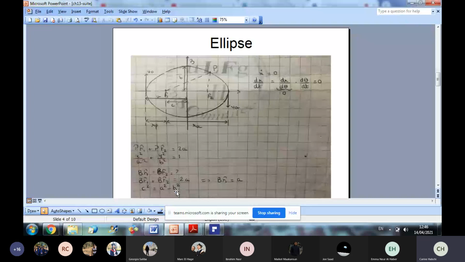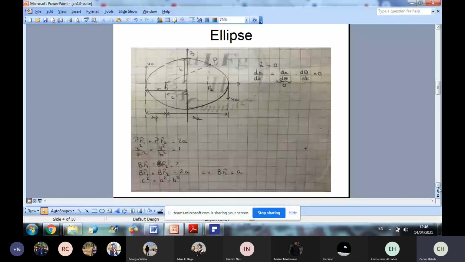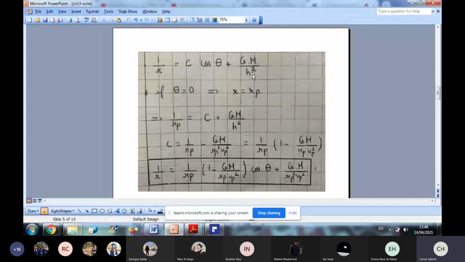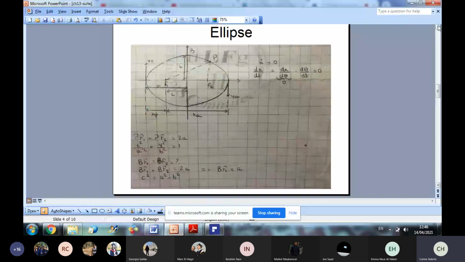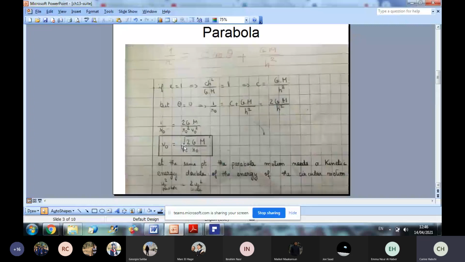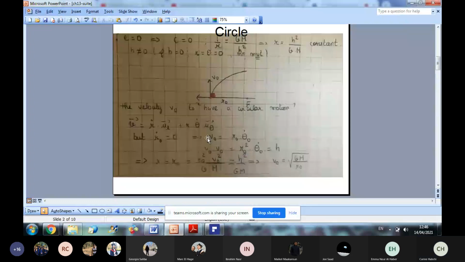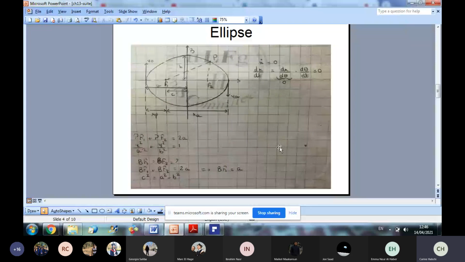Okay, and now for the ellipse, I have the following relation. First, the general relation for any conic will be 1 over r equals C cosine theta plus GM over H squared. Just the condition is to take the reference for theta, the symmetry line. Okay, so now the perigee corresponds to the closest point to the focus F1. So this is the point corresponding to the perigee, and this is the point corresponding to the apogee.